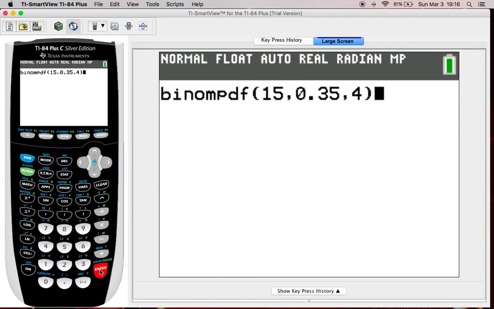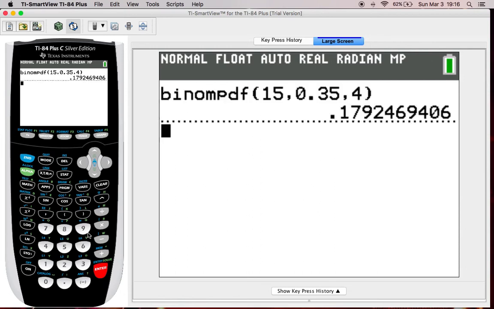Okay, if you have a calculator that did not have the fancy menu like mine, this is what you need to have on your screen. So Binompdf, 15, comma, which you can find above the 7, comma, 0.35, comma, 4. So you're always going to enter trials, probability of success, x value. And we hit enter and we get 0.1792, which matches with what we found in GeoGebra.